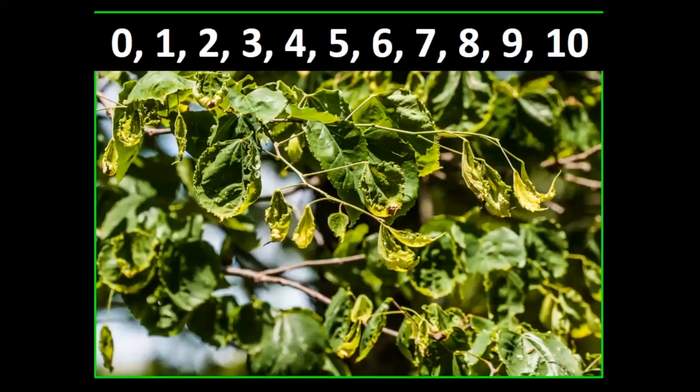How would we rate the level of injury on a scale of 0 to 10? Well, it's not 0 because we're seeing indicative symptoms. It's not 10 because obviously all the foliage isn't dead. We can't look at the whole tree, but we know the whole tree is not dead. So it's somewhere in between.